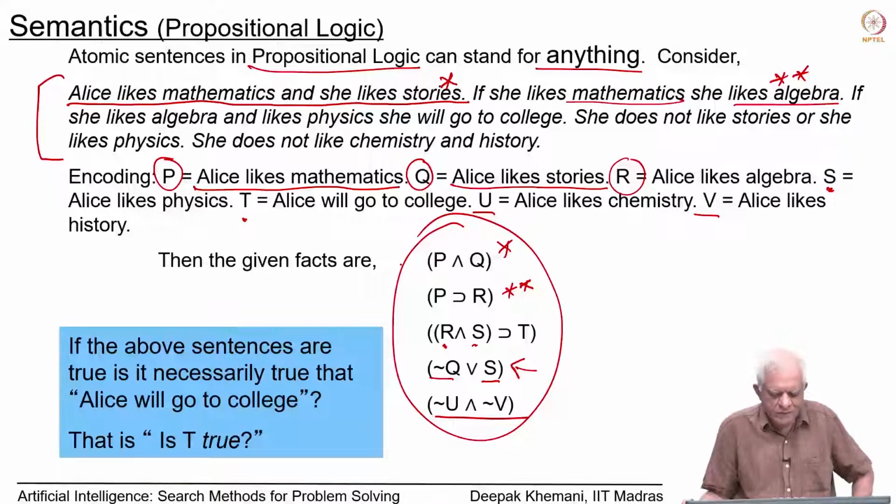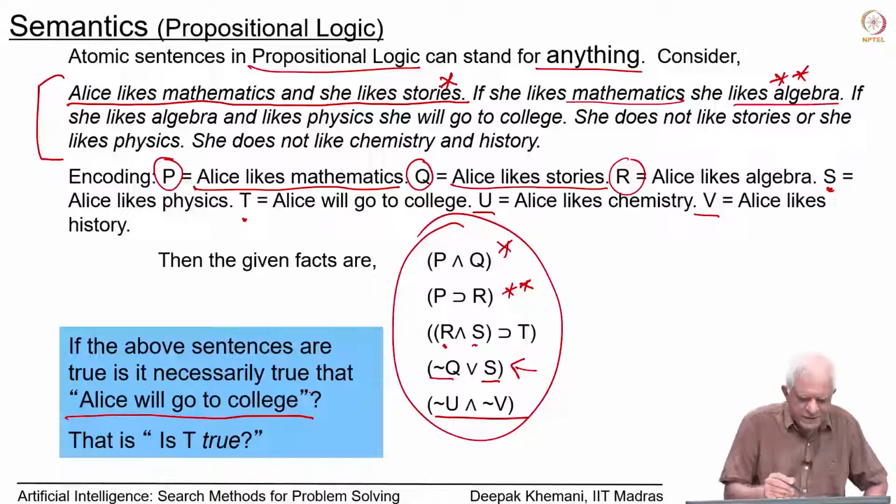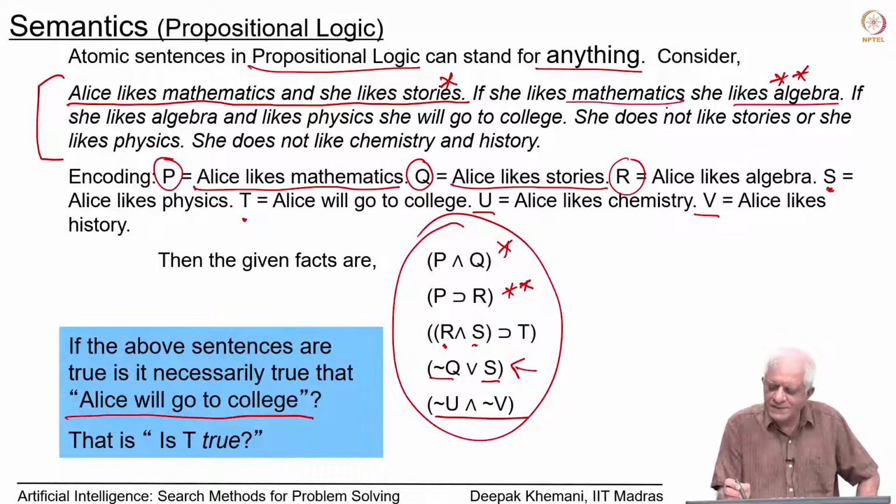What do we want to prove? The question we want to ask is: given this knowledge base, what is the knowledge base? Alice likes mathematics and she likes stories. Then the relation that if she likes maths, she likes algebra. If she likes algebra and she likes physics, she will go to college. And there are two other facts which may or may not be relevant here. But given this whole set of sentences, which is a knowledge base, we are asking, is it true that Alice will go to college?